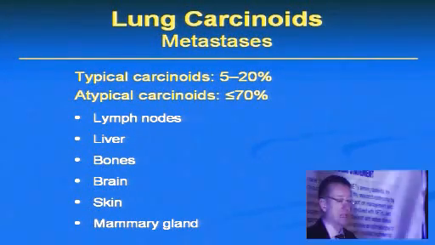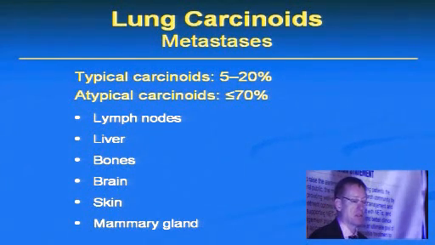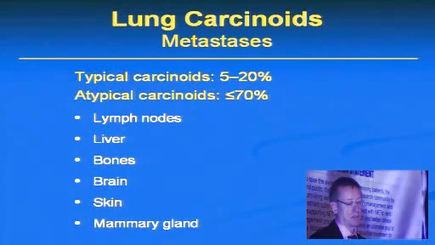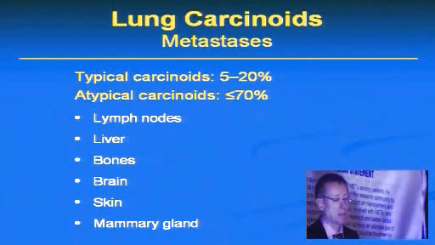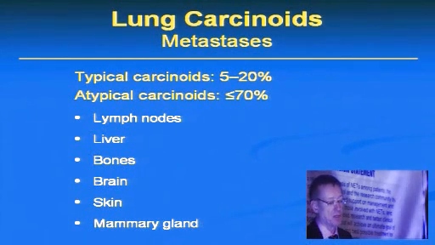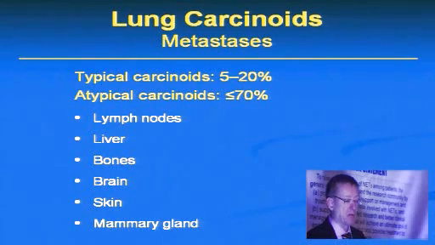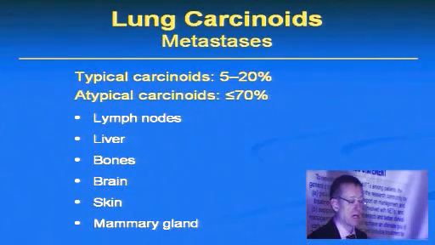Typical carcinoids metastasize in about 5 to 20%, and atypical carcinoids with a much higher frequency, as high as up to 70%, according to the original paper by Arrigoni. And the most common localization for metastasis is, of course, the lymph nodes, but they can also metastasize distantly to the liver, bones, brain, skin, mammary gland, or even eyes.